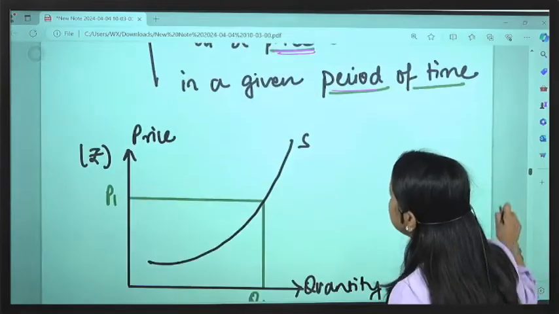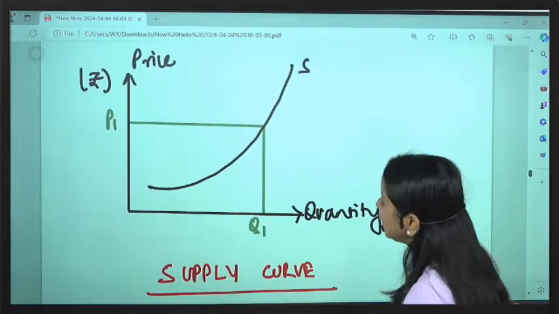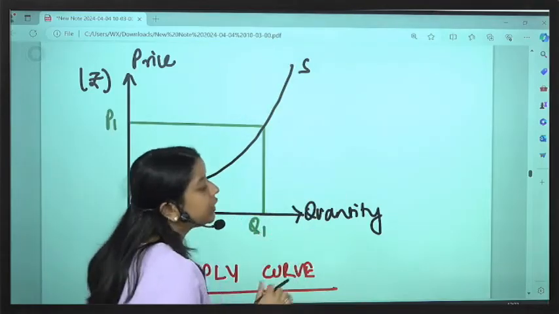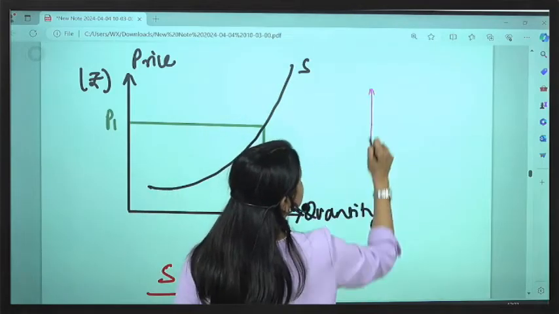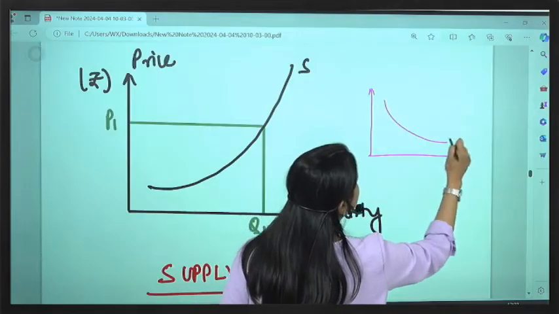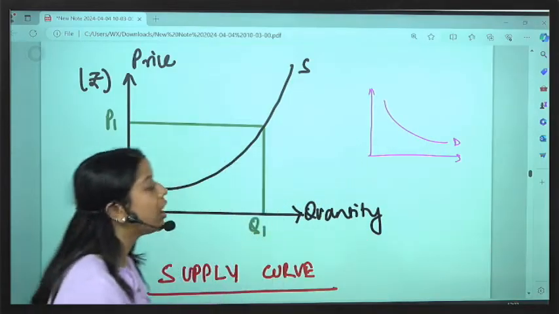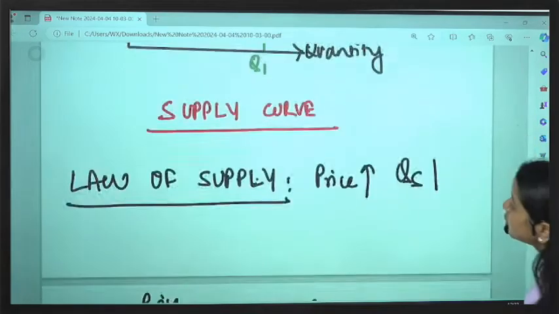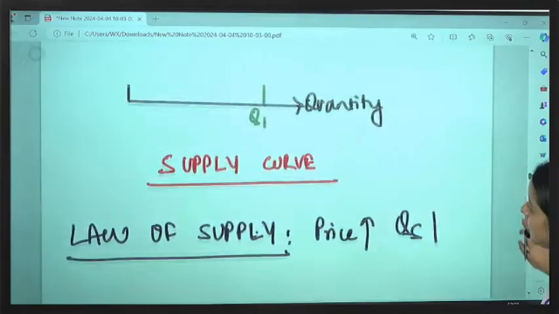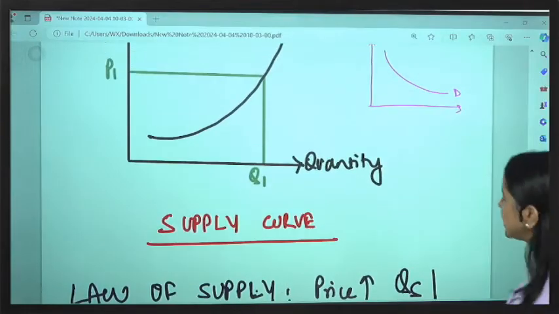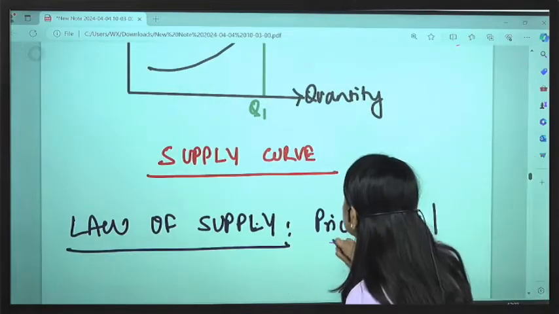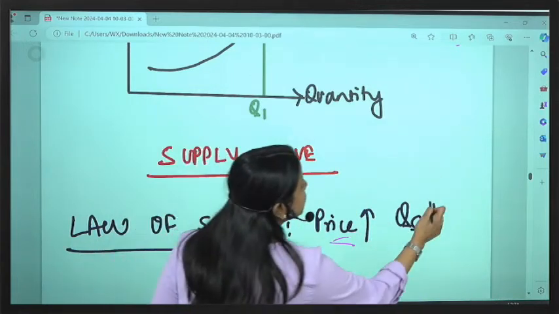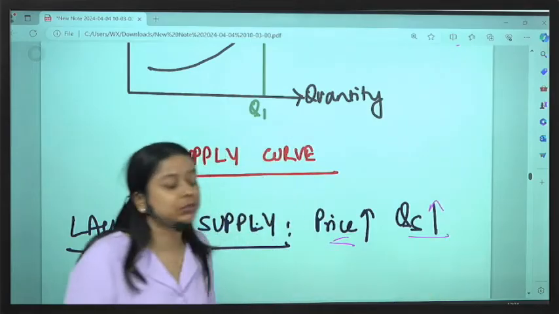Now let's talk about the supply curve. Just like the demand curve, the supply curve now will be upward sloping. The demand curve, if you all remember, that we did was somewhat like this, downward sloping. Why? Now this is because of the law of supply. So let's first talk about the law of supply over here. In the law of supply, what you understand is that as the price of a particular commodity increases, the quantity supplied will also increase. What do you mean by this?